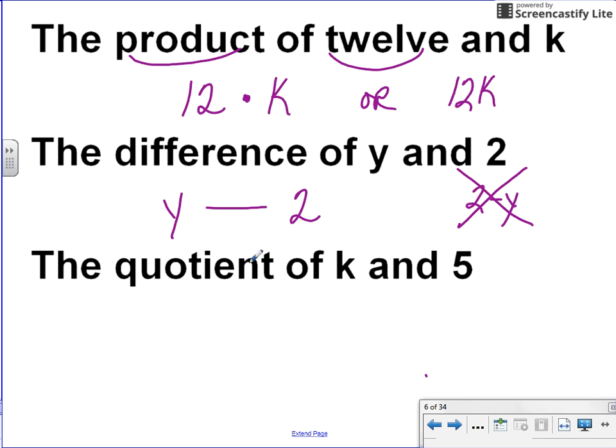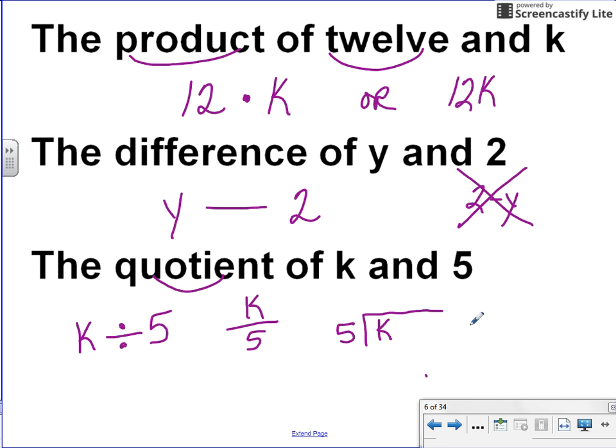Last one here, quotient of k and 5. Quotient is telling me divide. Make sure, again, the order is important. K goes in front, 5 goes in the back. K divided by 5. That's the quotient of k and 5. You could write this as a fraction as well. That certainly works. You could write it old school, where you're writing the division like this, k divided by 5 this way. That also works.